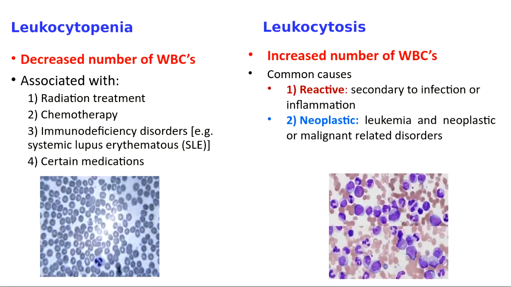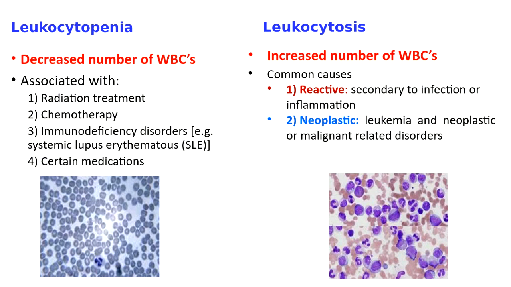Slide number 9 tells us the difference between leukopenia, leukocytopenia, or leukopenia, and leukocytosis. Leukocytopenia or leukopenia is the medical term that we use to denote low numbers or decreased numbers of WBCs. Whenever a patient has low numbers of WBCs, the patients are very susceptible to infections. We do not want that.